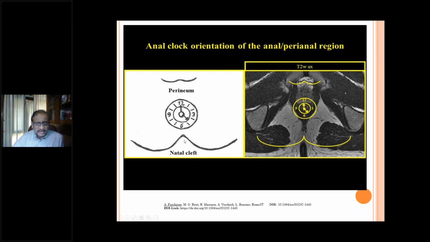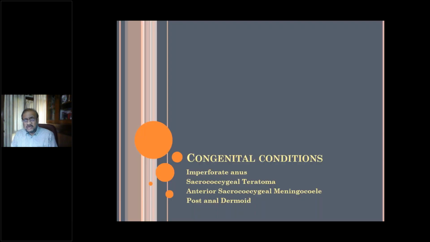And what is lying behind? The natal cleft. So that is 6 o'clock, right? So when you're looking at the patient, 12 o'clock, 6 o'clock, to your right 3 o'clock, and to the left 9 o'clock. Don't forget this clock, and that will help you always in telling us about the pathology, at which clock position you're talking about, right?